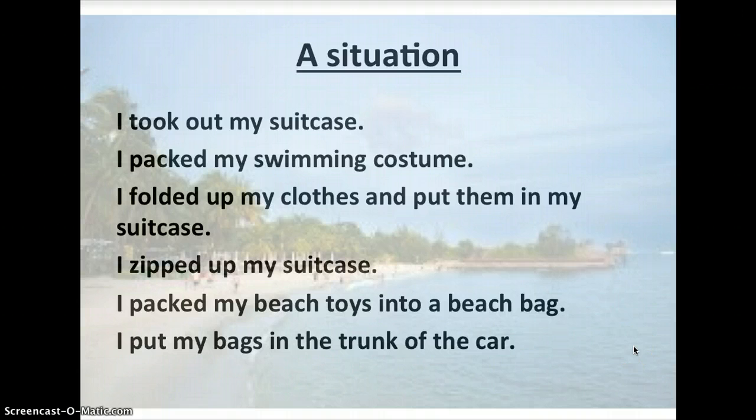Now, I would like you to guess, which of these actions did I carry out first? What did I do next? Which of these was my fourth action? What did I do last? Make a guess. I shall review the answers in the next slide. Have you guessed?